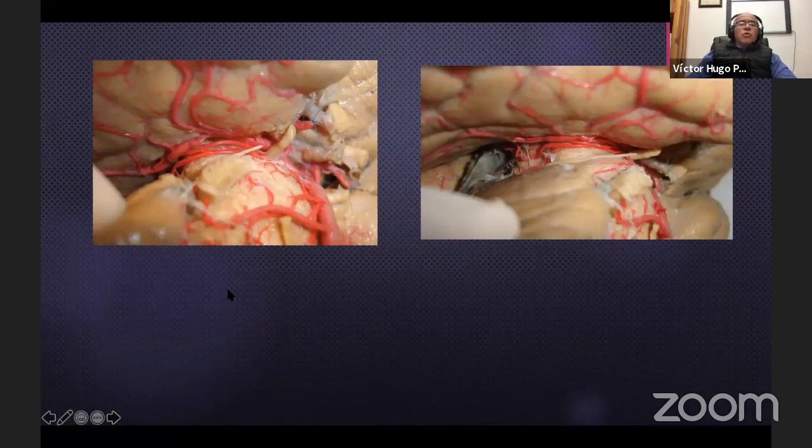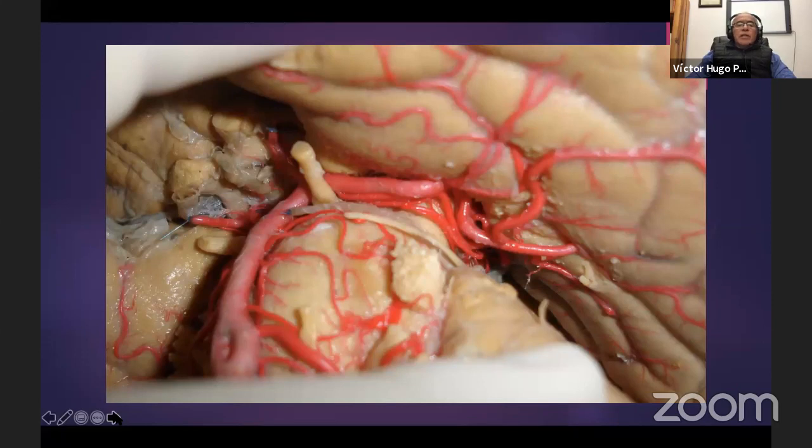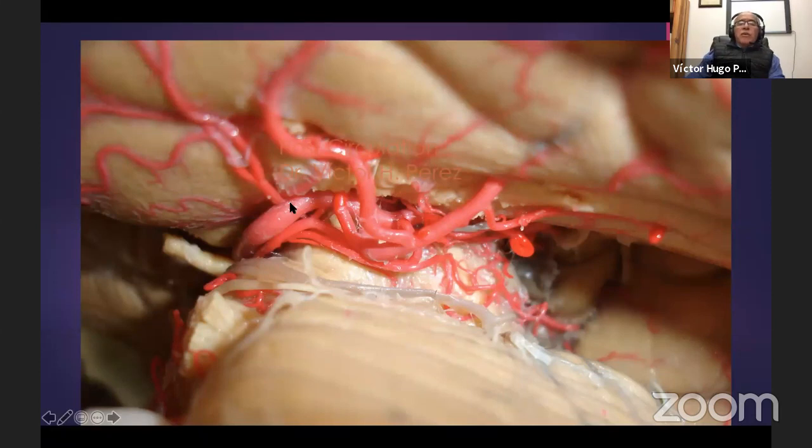Here we have two pictures in which we can see the posterior cerebral artery and superior cerebellar artery. This is an approach to this part of the brain. This is a good landmark to differentiate the posterior cerebral artery and the superior cerebellar artery. Here we have some branches of segment P2 of the posterior cerebral artery. These are temporal, anterior temporal, middle, and posterior temporal arteries coming from the posterior cerebral artery.